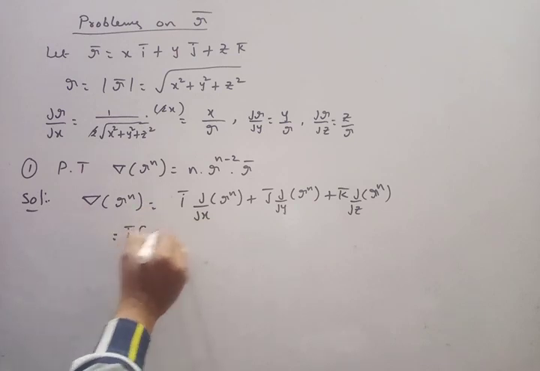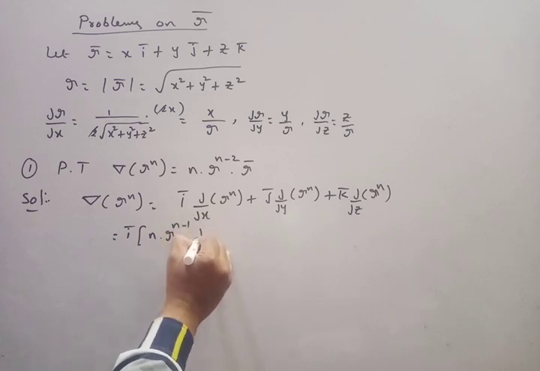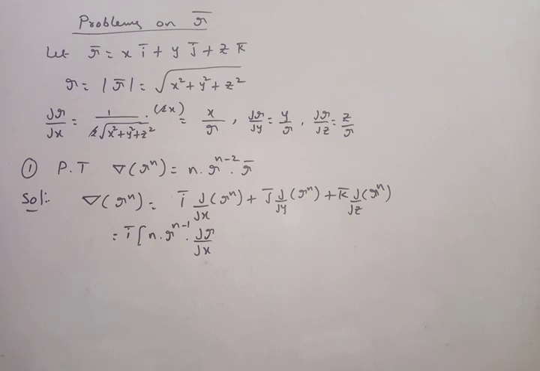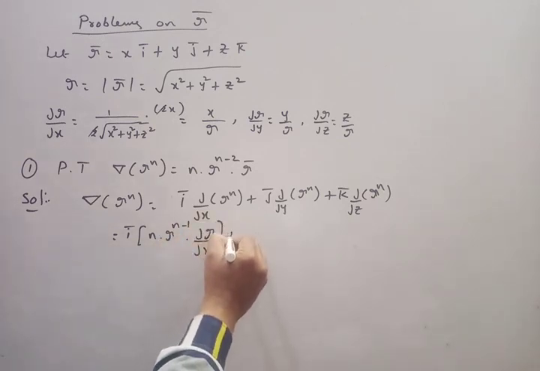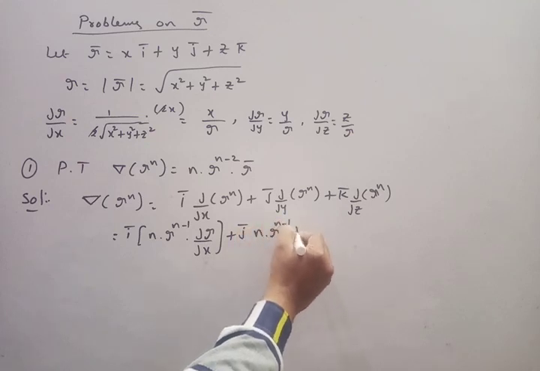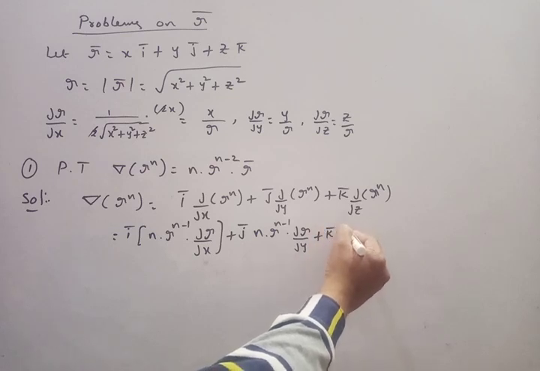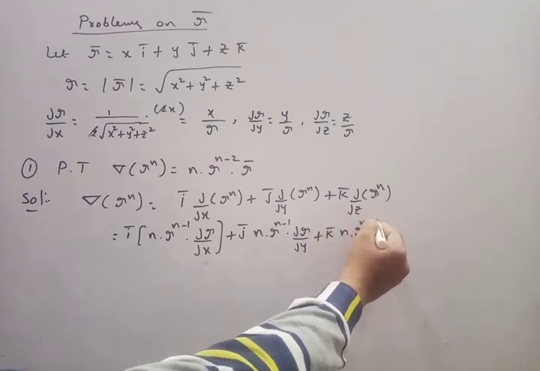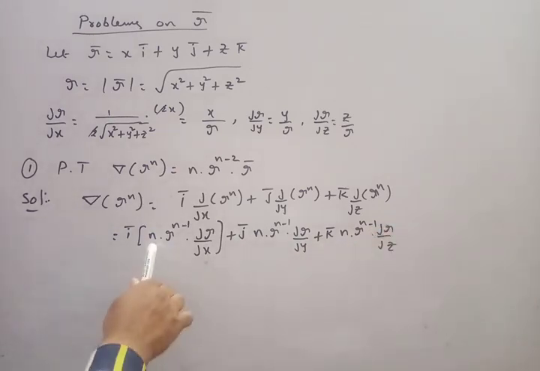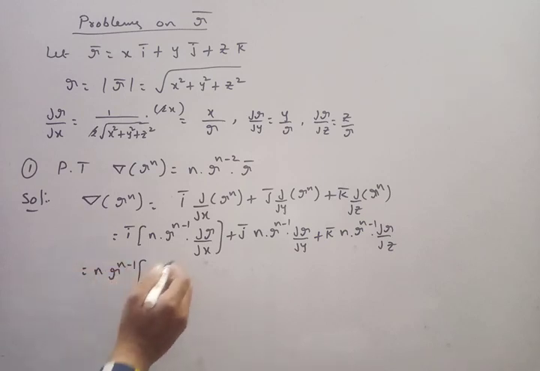So what do I get here? I bar, the differentiation of r power n is n into r power n minus 1. Again, by chain rule, the differentiation of r will give you dou r by dou x, plus j bar with respect to y, n into r power n minus 1, chain rule differentiation of r is dou r by dou y, k bar n into r power n minus 1 dou r by dou z. So what is common from these three terms? n into r power n minus 1 is common.